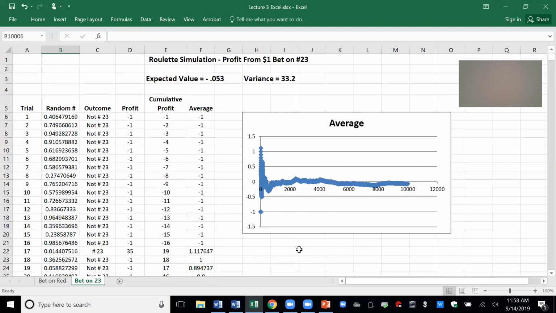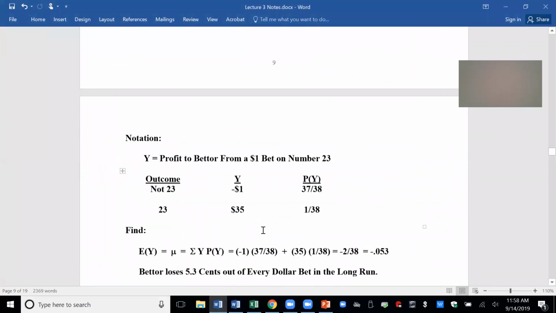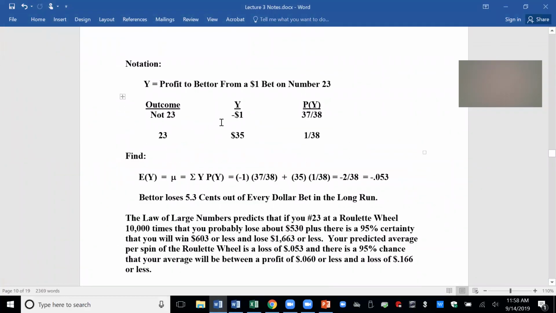Here's another bet we can make on roulette. We can bet on a specific number. If we happen to hit that number, they give us back $36, of which one was our original bet. So we're up 35. If we don't hit the number we picked, then we lose $1.